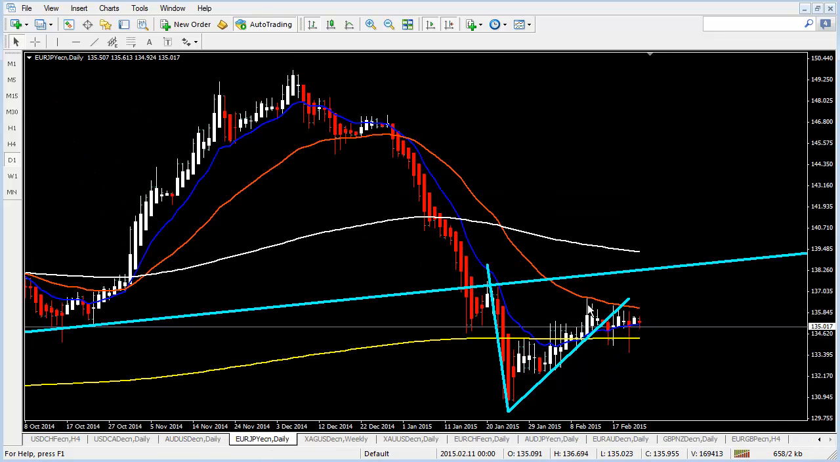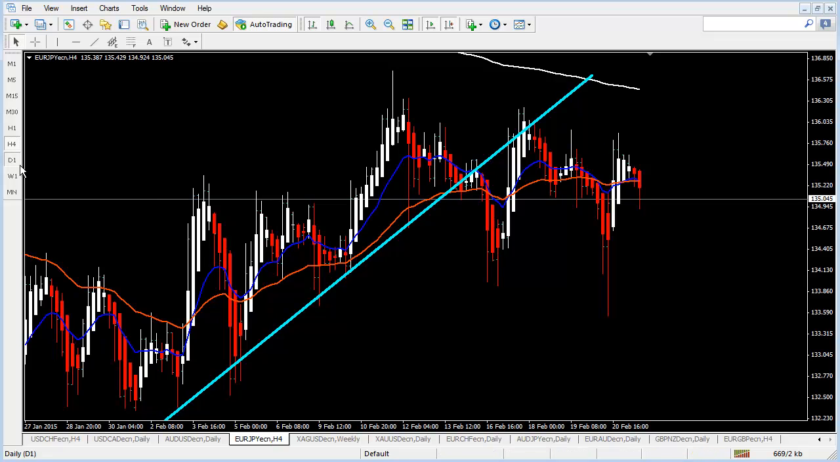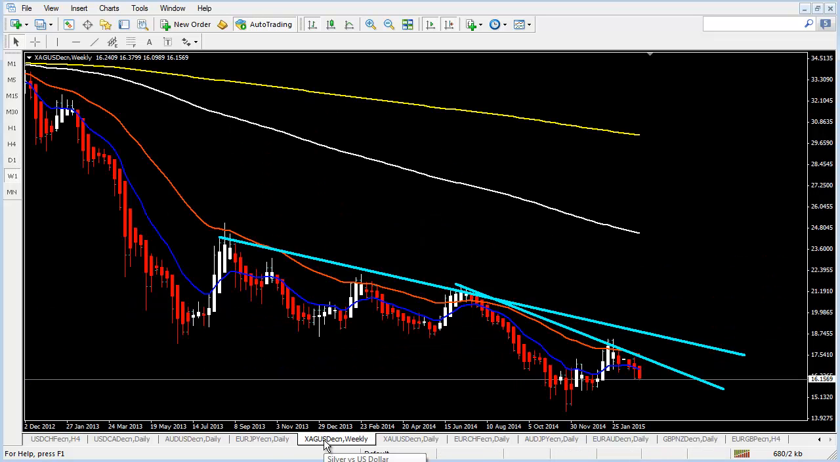Euro yen is in the range and didn't do anything. Look at your 4 hourly chart, up and down. Don't overanalyze it. It's not moving, so don't touch it. Wait for the price to go up or down. We want volatility first.